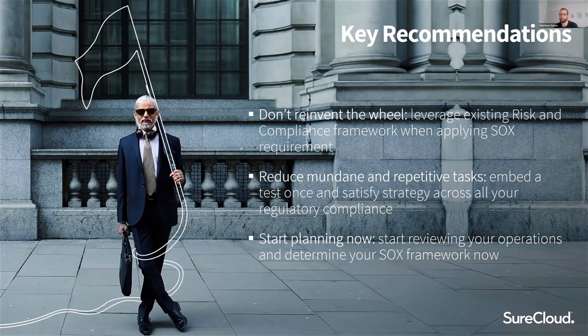So, key recommendations. I'll start with the first one: don't reinvent the wheel. Leverage your existing control and risk frameworks, but obviously make sure that they're applicable and you apply a SOX approach to them. So thinking about, as we've just said, have you understood your critical processes? Have you understood the risks associated with them? Have you tagged assets and systems that support those processes? Thinking about it in that way, rather than just we've got these systems, these are the controls, is a much more risk-based approach, but you can leverage what's already there.